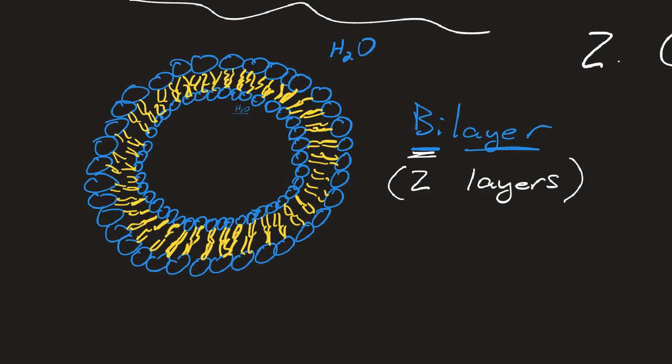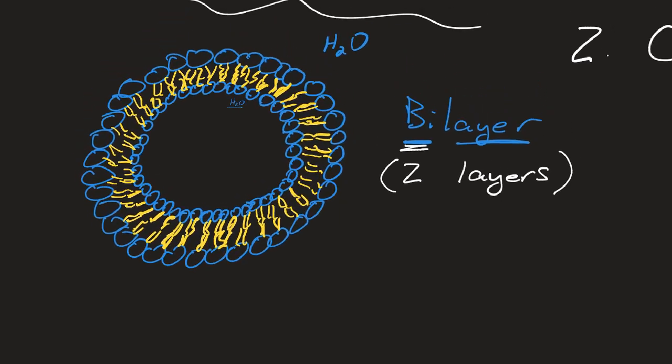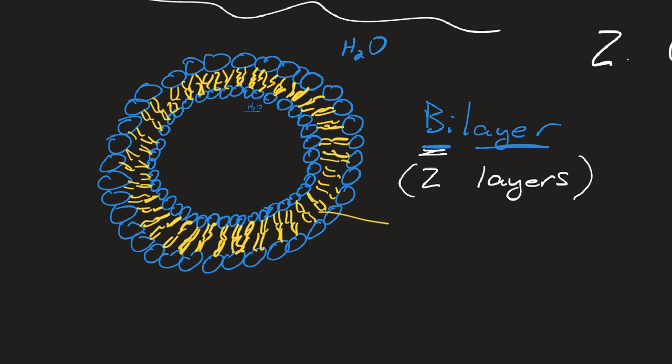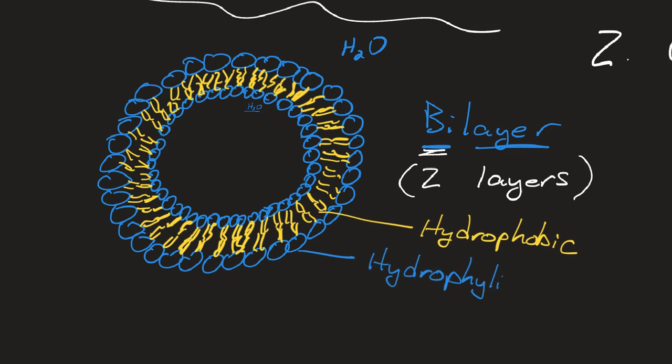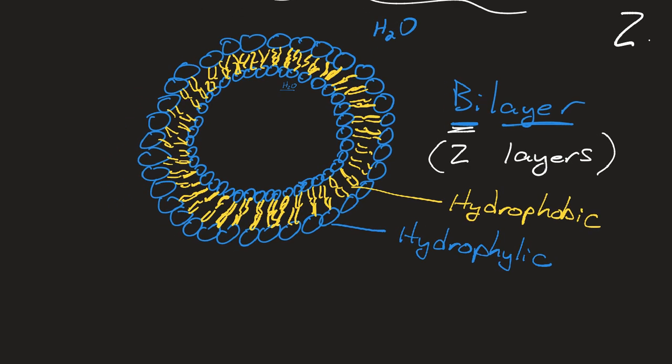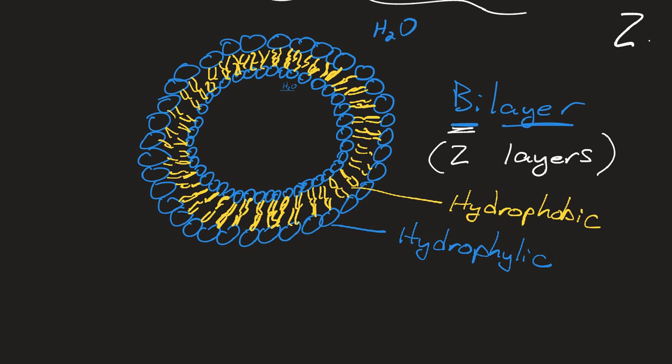So there's this layer in the center that's hydrophobic. Hates water, fears water. And this side that's hydrophilic. Loves water. All right. Now you have two actual spaces.